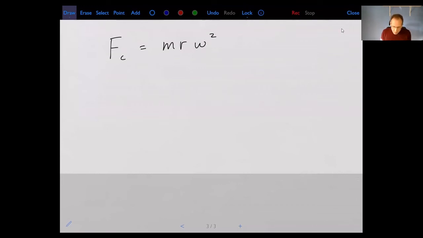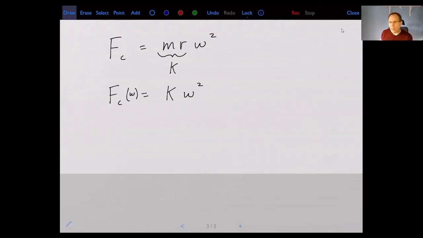Okay, so the way to think about this, right? We know the mass is constant, right? The hanging object, that mass doesn't change. And if we're saying the radius is constant, then we know that these two variables multiplied together are just going to be another constant. Let me call it k. So the centripetal force is going to be some constant times omega squared. So another way of saying this is you can say the centripetal force is dependent on omega, right? It's a function of omega.